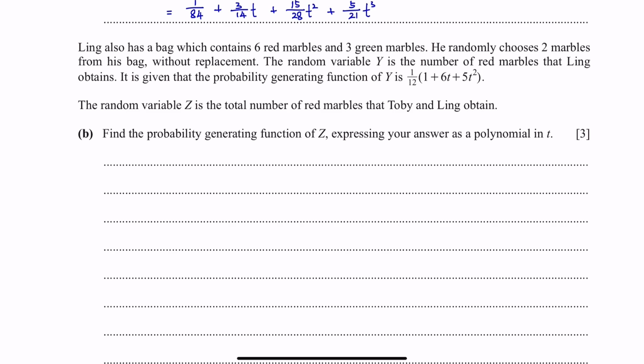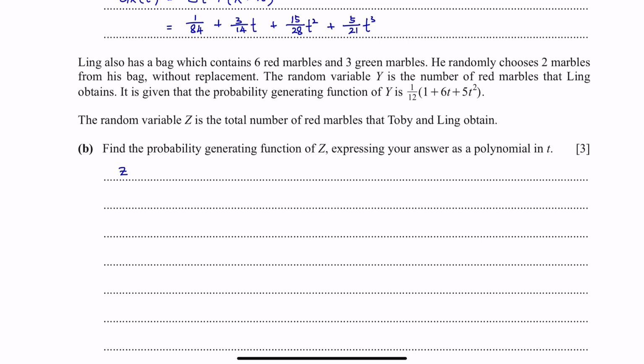Part B. Ling also has a bag which contains 6 red marbles and 3 green marbles. He randomly chooses 2 marbles from his bag without replacement. The random variable y is the number of red marbles that Ling obtains. It's given that the probability generating function of y is 1 over 12 times (1 plus 6t plus 5t squared). So the random variable z is the total number of red marbles that Toby and Ling obtain. Find the probability generating function of z, expressing your answer as a polynomial in t.